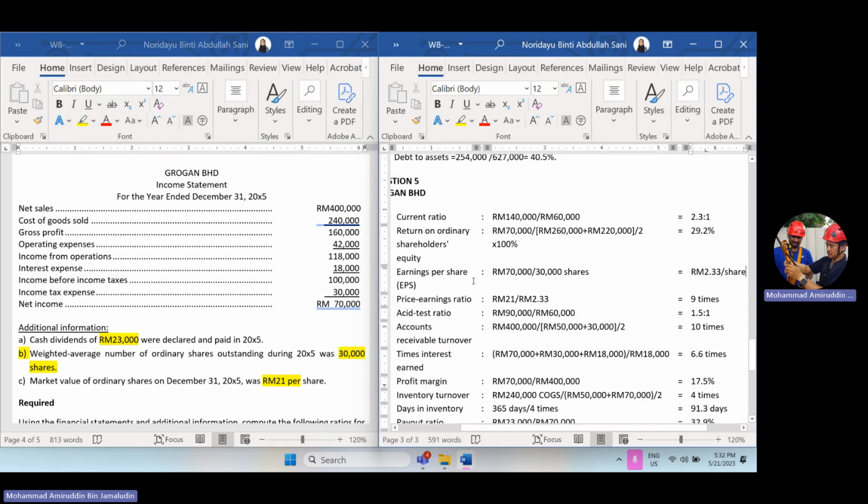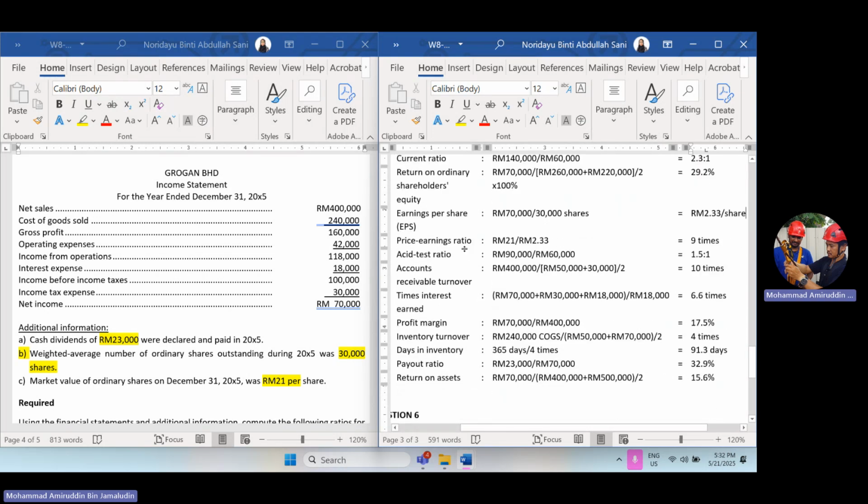Okay, done with EPS. We go to the price earning ratio. For price earning ratio, get your share price per unit. You see, the 21 ringgit per share. So 21 divided by your EPS. So meaning in the exam, if you made a mistake in your EPS, of course this one will be affected. This one, we use times. To explain the ratio, we use times.